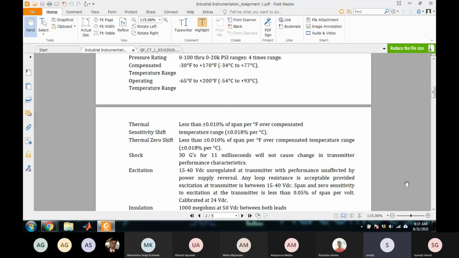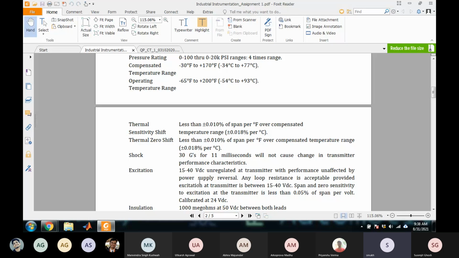Span and zero sensitivity to excitation at the transmitter is less than 0.05% of span per volt. Per volt means per volt of what? 0.05% of span per volt means what? Per which volt is this? So the 15 to 40. Yeah, the excitation voltage. This is the power supply sensitivity.